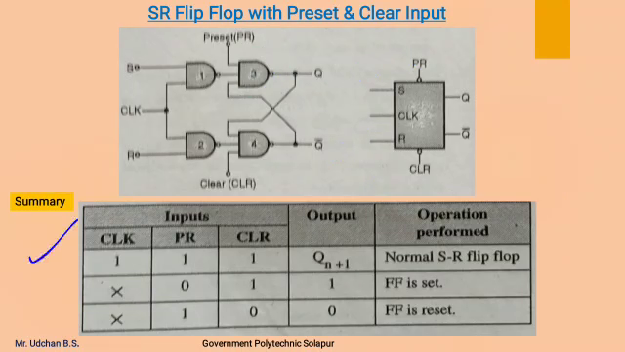So here we have summarized the concept of preset and clear input, irrespective of the clock input. When preset and clear are 1 1, it operates as a normal SR flip-flop. When preset is 0 and clear is 1, the flip-flop gets set. When preset is 1 and clear is 0, the flip-flop gets reset.